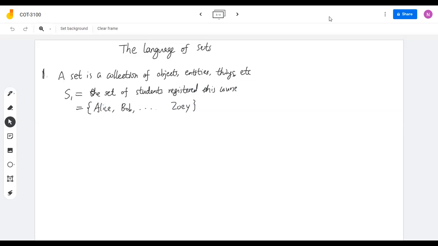Okay, we will use a notation, very important: ∈, which means belongs to. Alice belongs to this set. We use this notation, ∈, to mean belongs to. And sometimes we also say that Alice is in the set. And Alice is called an element of the set.